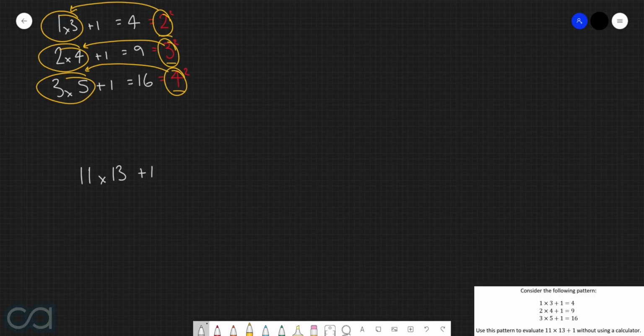So what this therefore tells us is that 11 by 13 plus 1 will be equal to a perfect square. Specifically, the number that we're going to be squaring will be the number that is midway between these two numbers here, or in other words, 12. So the answer for this one is going to be 12 squared, which is of course equal to 144.